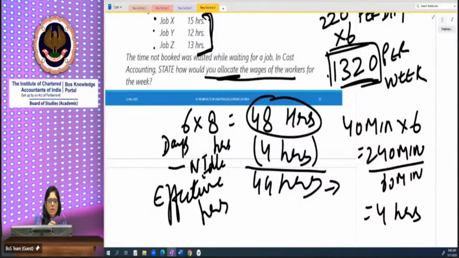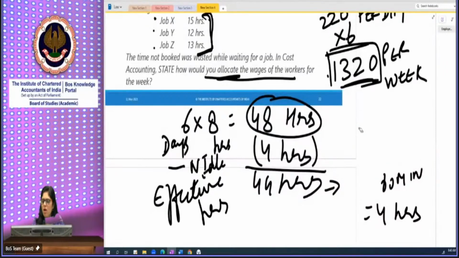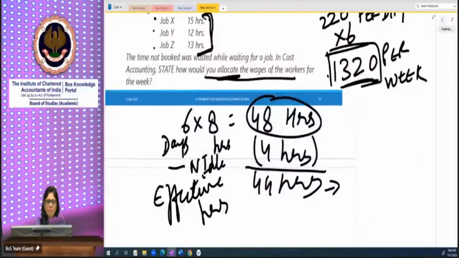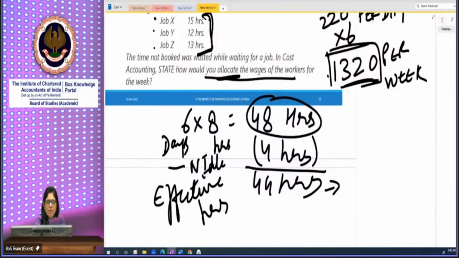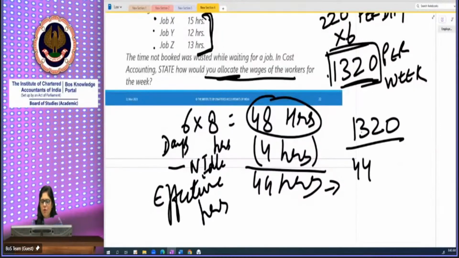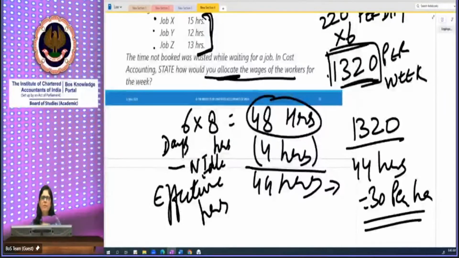So how much will be the rate per hour? Normal rate per hour: 1320 per week divided by 44 effective hours. Let's calculate 1320 divided by 44. It is 30 per hour, the labor cost per hour, right?